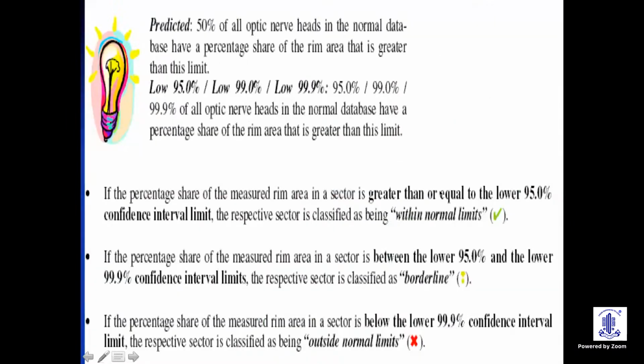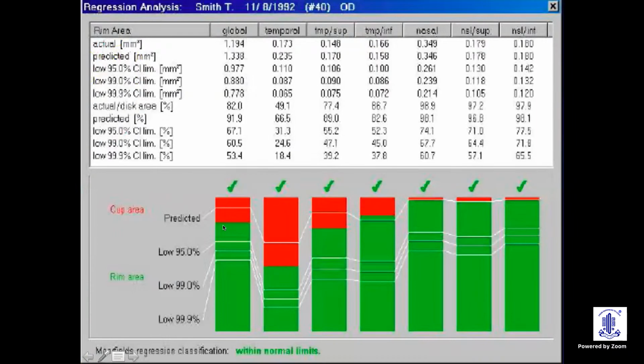You should know that for a predicted value, 50% of the normative database have a percentage share of rim area that is greater than this limit. If the percentage share of the measured rim area in a sector is greater than or equal to the lower 95% confidence interval limit, the respective sector is classified as being within normal limits. I'll go back and show you. So this is the predicted value. See the low 95%. Here the rim area falls above the low 95%. Here also, this line is the low 95%, and the rim area falls above.